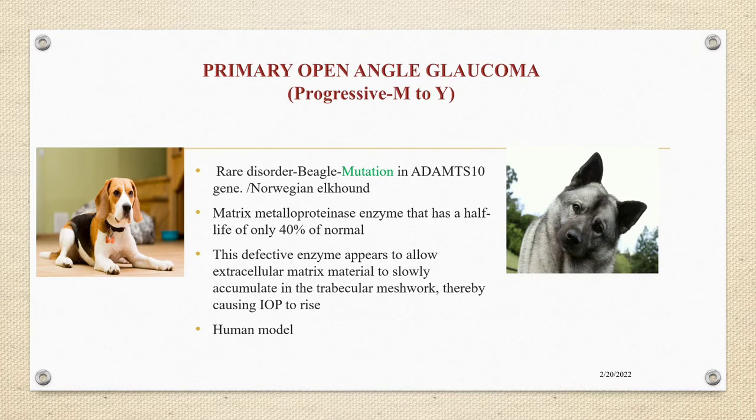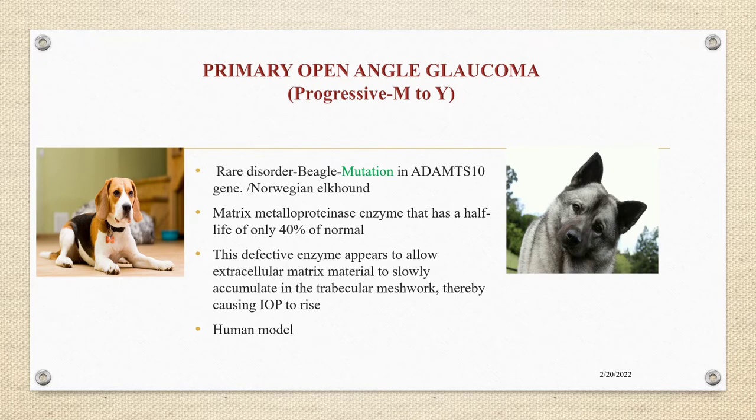a decrease in the half-life of matrix metalloproteinase enzyme. This matrix metalloproteinase enzyme is responsible for the destruction of the extracellular matrix material within the trabecular meshwork. This extracellular matrix is responsible for blocking the trabecular meshwork. Because of this enzyme, those blocks will be digested, so there will be normal outflow in the routine manner. But in case of this mutation in the ADAMTS gene, this enzyme will work at only 40% of its efficacy. So this defective enzyme will increase the extracellular matrix material. It will block the trabecular meshwork and subsequently increase the IOP.